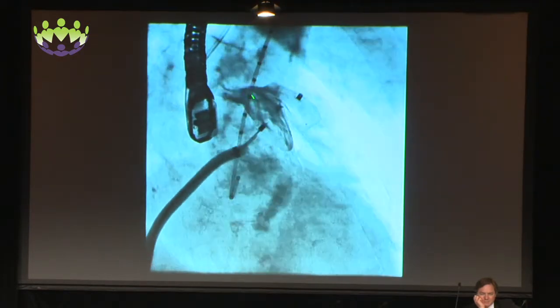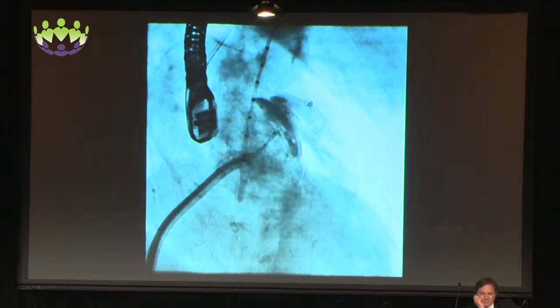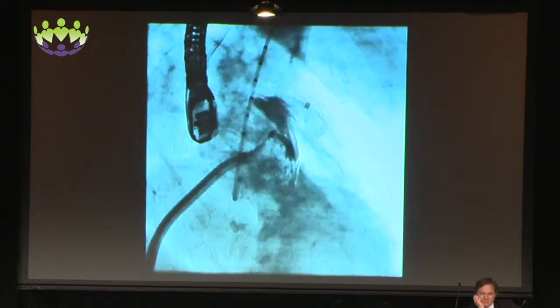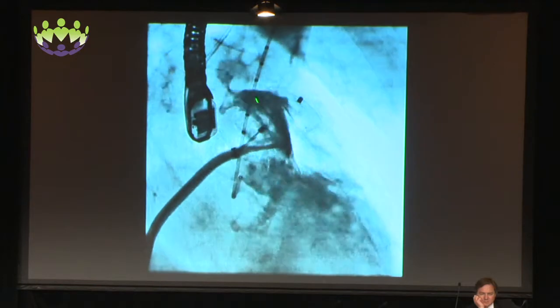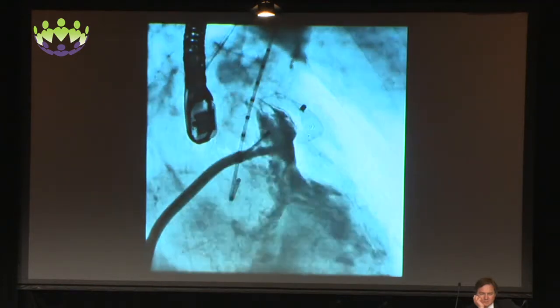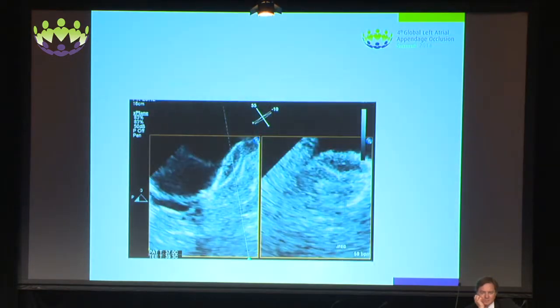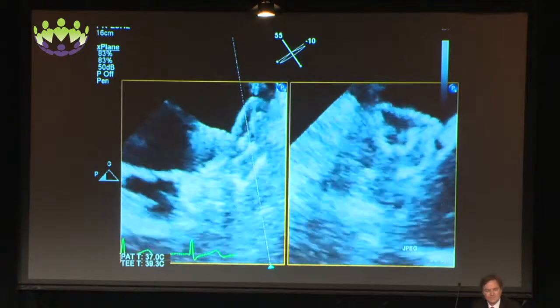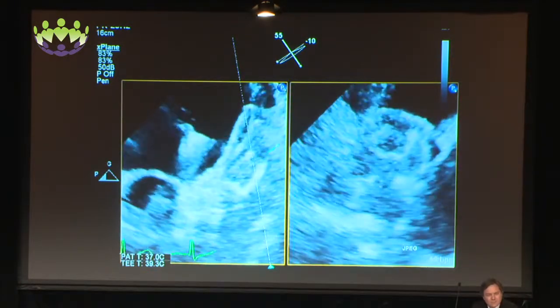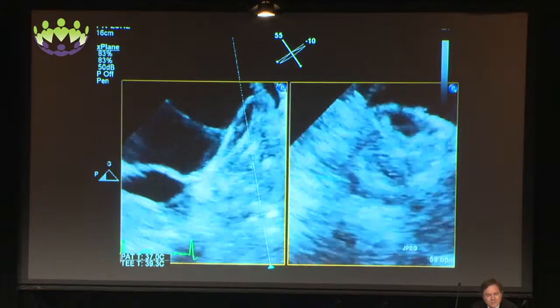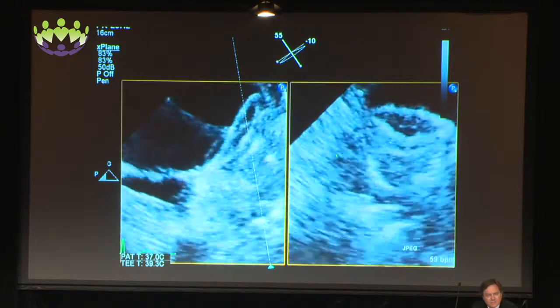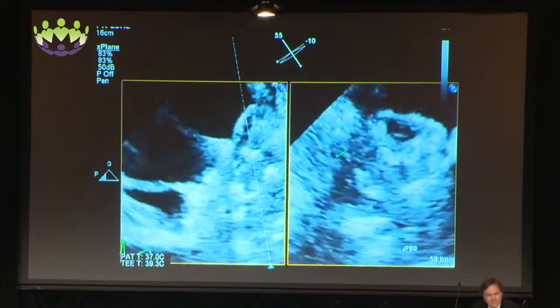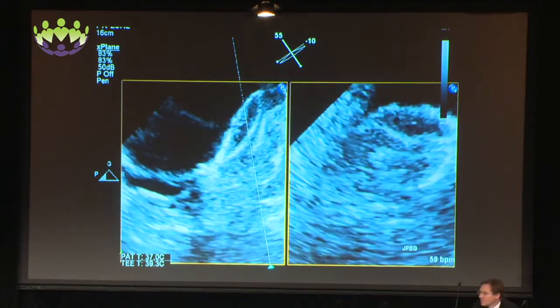I suspect I'll be more occlusive once I release it here. My inferior portion, both of the lobe and the disc, are sitting very nicely. My question then is, is this acceptable for me? I'm going to have a quick look at it on echo. You can see that in one view, there seems to be very little compression. However, in the other view, there's very deep, serious compression. And so I've got good positioning on both sides.